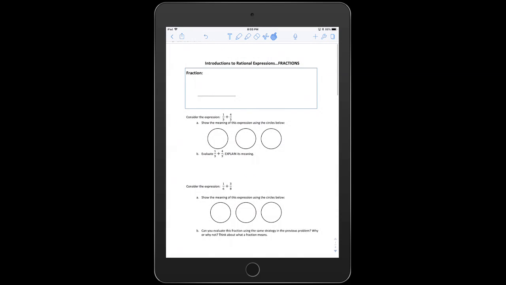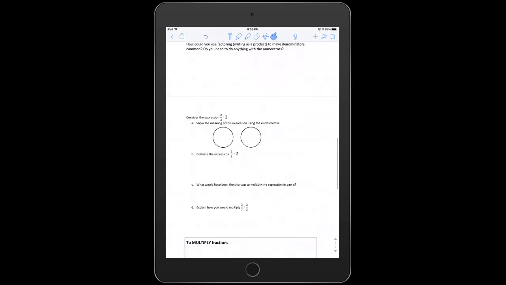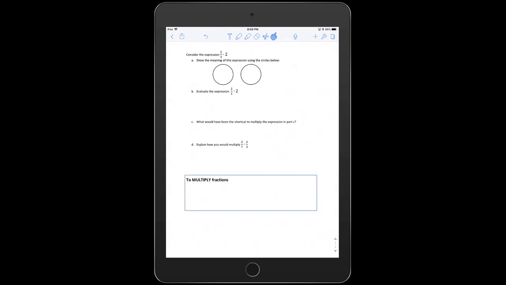Hey everybody, we're going to wrap up the note sheet, the Introduction to Rational Expressions Fractions worksheet. We already filled this out, so if you go to the third page of this note sheet, which is this one right here, let's take a look at this. It says, consider the expression 2/3 times 2. So let's show what the meaning of that is.